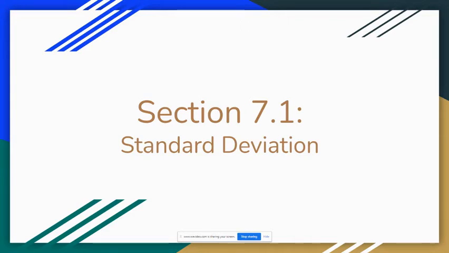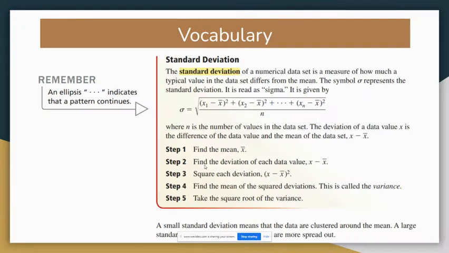Today we are going to talk about standard deviation. First, I'm going to show you how we would solve this by hand, and then I'm going to show you how to do it with the graphing calculator on Desmos. Standard deviation shows how far the typical value in your data differs from your mean.